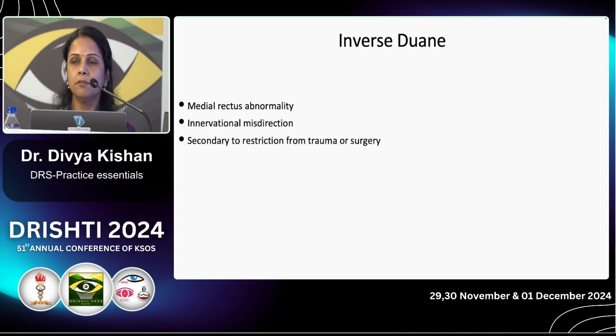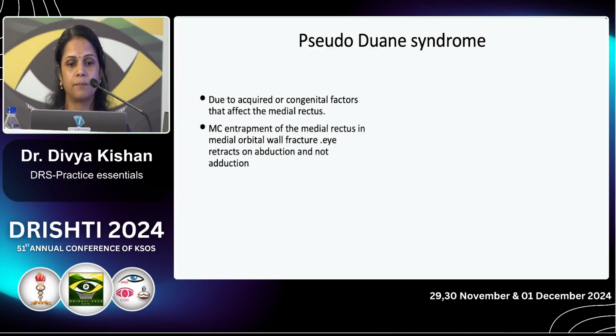We call it inverse Duane because we always see that in Duane syndrome, the retraction of the palpebral fissure usually occurs in adduction, whereas in these acquired conditions, the retraction occurs during abduction, and that is mostly associated with medial rectus abnormality, innervational misdirection, and secondary to restriction from trauma or surgery. And of these, the category of pseudo-Duanes mainly includes those involving the medial rectus due to acquired or congenital factors that affect the medial rectus.